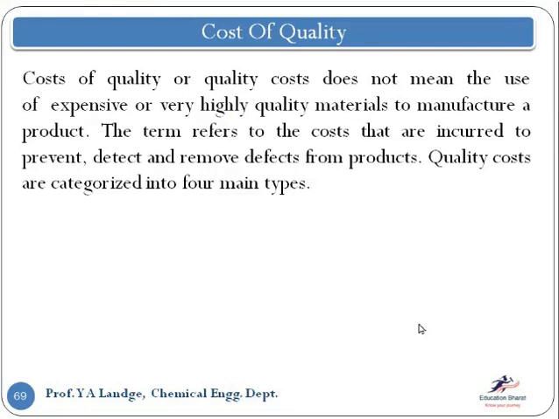The cost of quality, or quality cost, does not mean the use of expensive or very high quality materials to manufacture, as I said. The term refers to the costs that are incurred to prevent, detect, and remove defects from the products. The quality costs are categorized into four main types here. So we say that yes, it is directly proportional, but how much? Though we say that cost increases and quality increases, and for increasing the quality we should spend more, that is okay, but up to what level we have to do that is the important part.